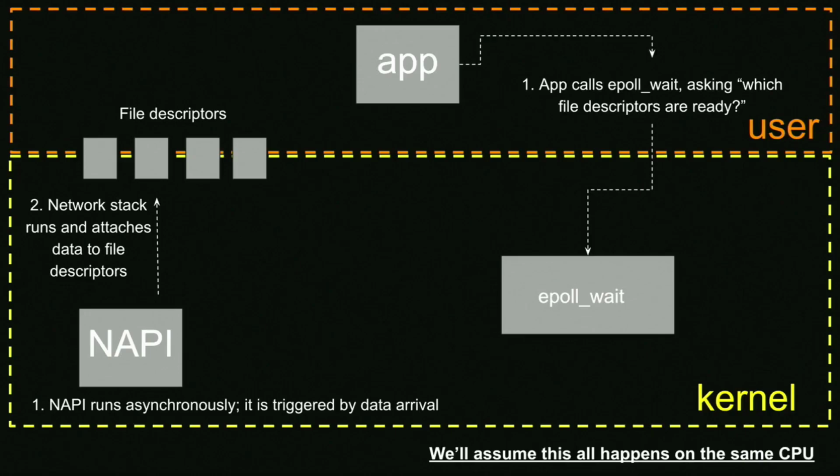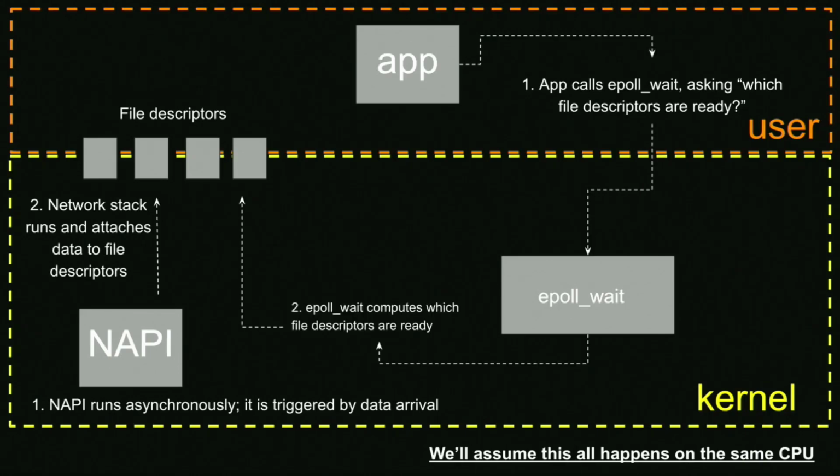And then your app occasionally calls ePoll wait and asks, hey, which file descriptors are ready? ePoll wait does its thing and figures out which file descriptors are ready, and it tells the app, hey, these are the file descriptors that are ready. That's generally what people would consider regular NAPI processing. This is just triggered by interrupts coming in, causing soft IRQ to run. And those interrupts can come in at any time, potentially while your app is running, interfering with your app actually trying to do the processing it wants to do.